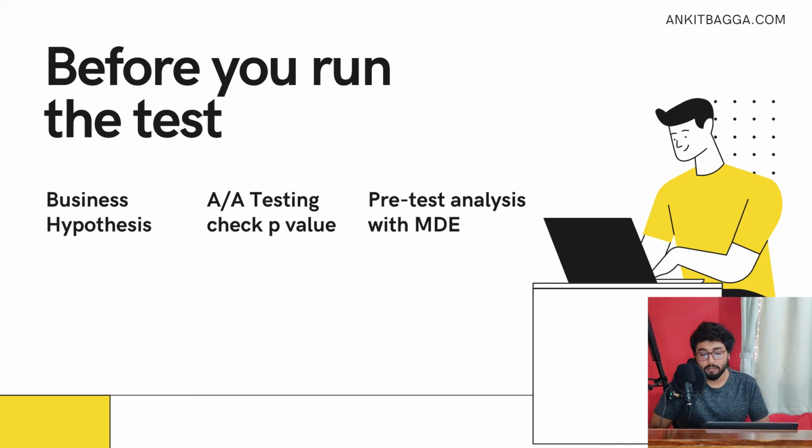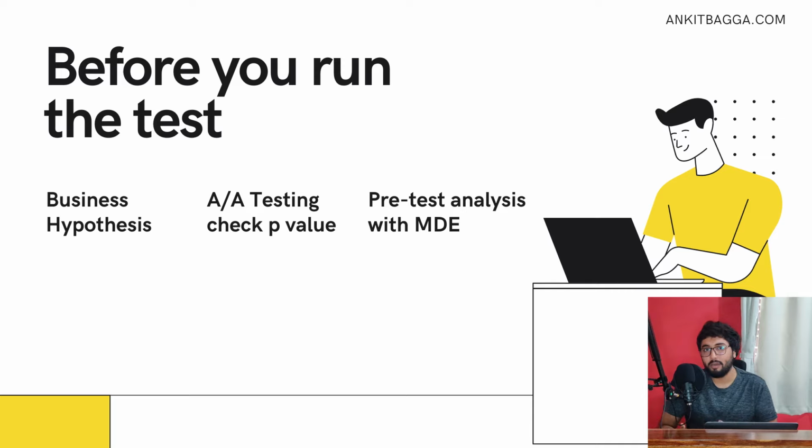The third thing is the pre-test analysis using MDE. Pre-test analysis is nothing but, before you do the analysis, we need to check what is the sample size for each variant that we should consider to do the A/B test. And the MDE is the minimum detectable effect. Typically, MDE should be 10%, but this would vary according to your own business.